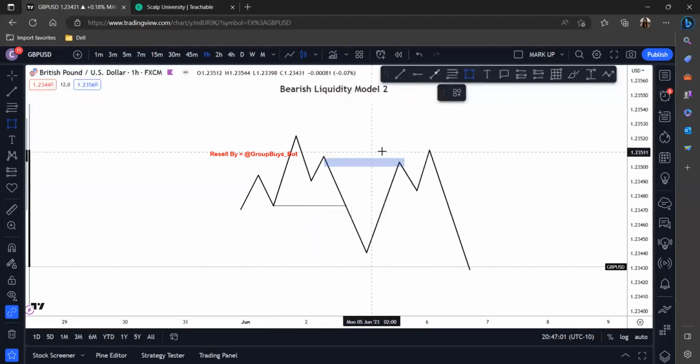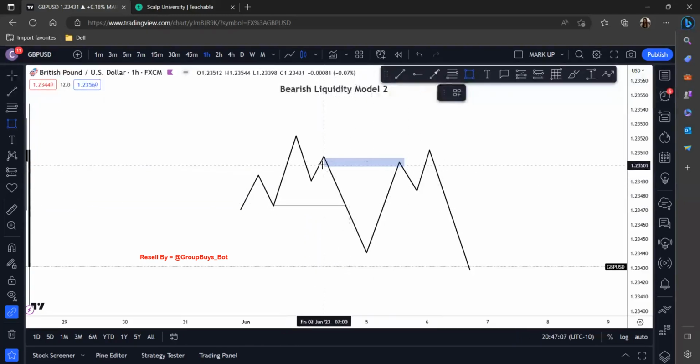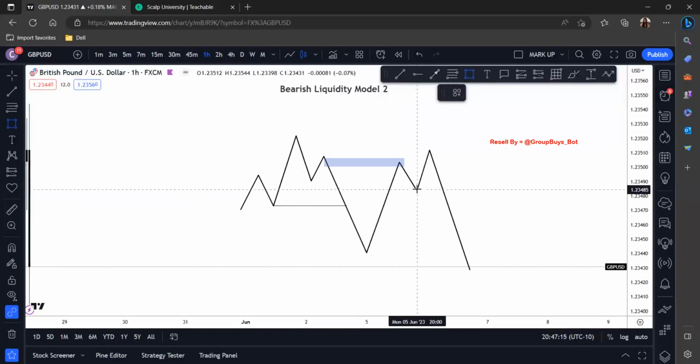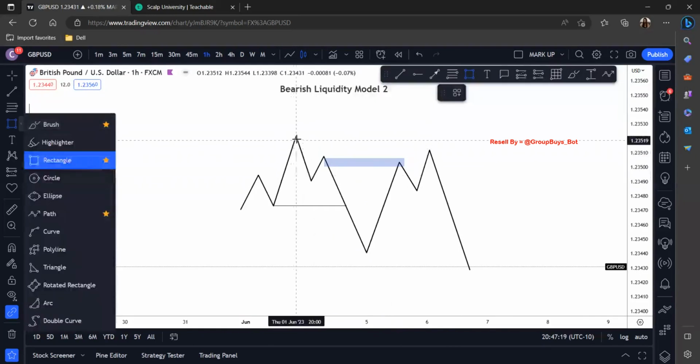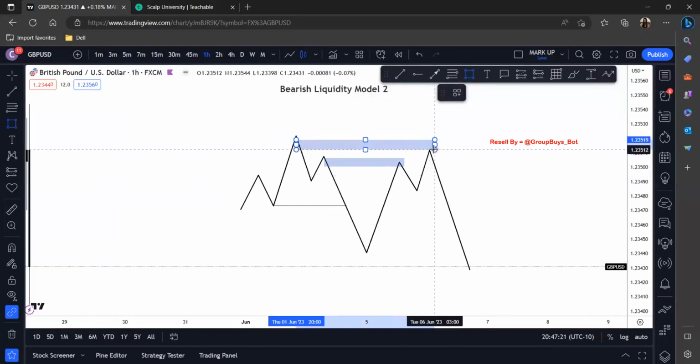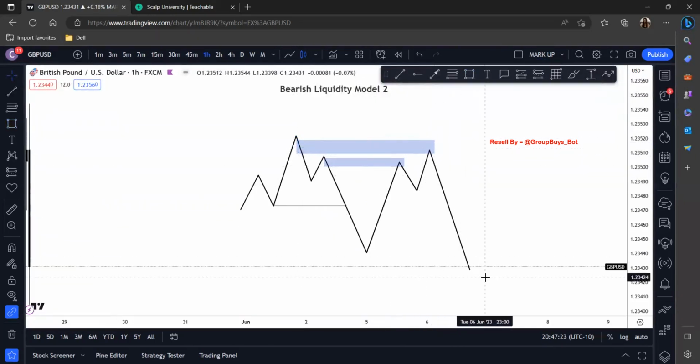But we have this area, like I said, built up liquidity. There was no liquidity down here, so it does not make this POI a high probable setup. It's going to fake people out, have a reaction here, come back up, and tap into something higher, and it's just going to fall.